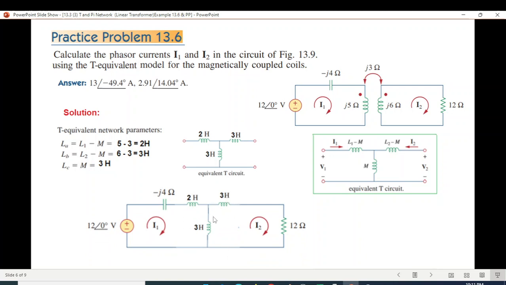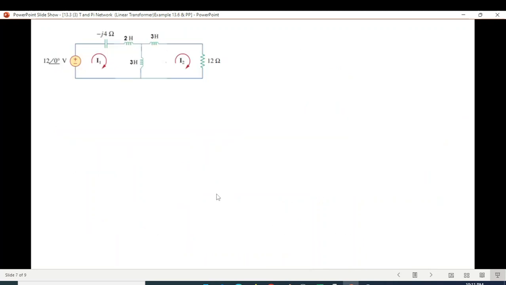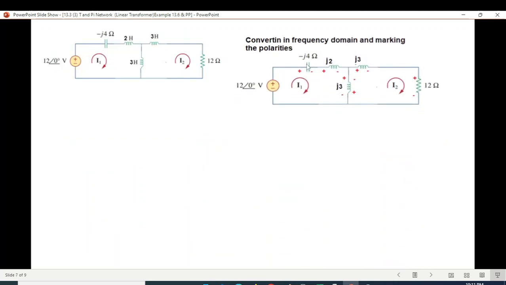But to solve, we need to convert this into the frequency domain. So we have to just add j with them. So let's see. We have added j, j2, j3, and here also j3. And also we have marked polarity depending on the direction of the current. So positive, negative, positive, negative, positive, negative. Now we are ready to write the equation.